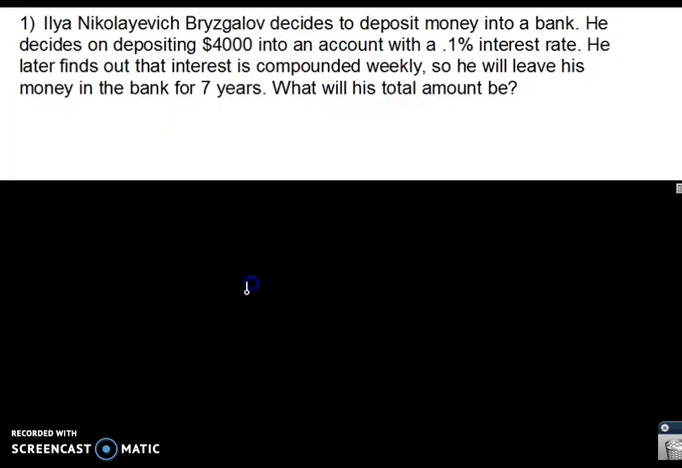All right, so let's give this next one a whirl. Ilya Nikolaevich Bizgalov decides to deposit money into a bank, and this money is humongous big. He decides on depositing $4,000 into an account with a 0.1% interest rate. He later finds out the interest is compounded weekly. That's great for him. So he will leave the money in the bank for 7 years. What will his total amount be?